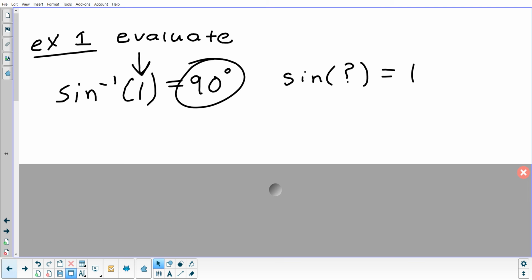That's important when you write your answer that you do put a degree symbol on it, or a radian if you're doing radians, because you are finding an angle. So that's kind of an important idea. The answer to an inverse trig question is always an angle. That's what you're trying to figure out.